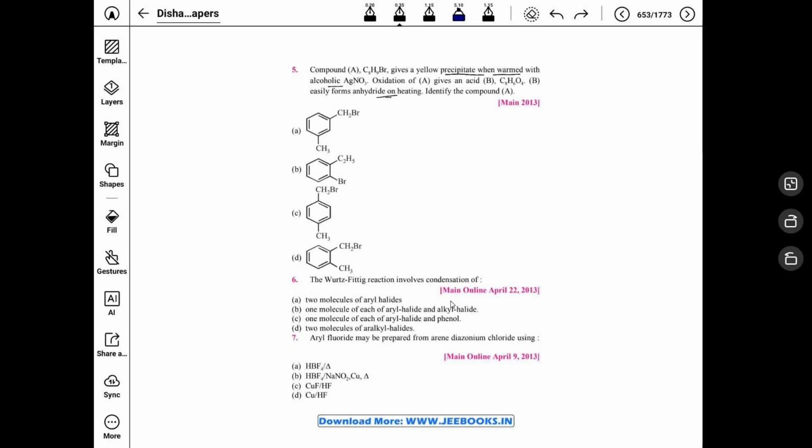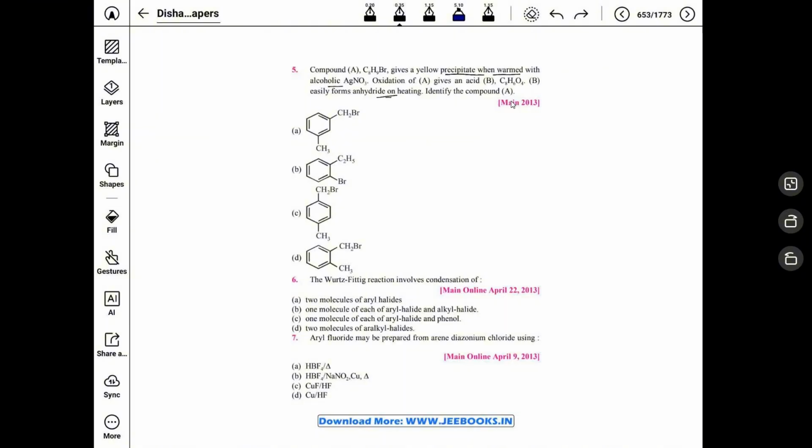Now moving to question number 5. This question is very interesting. Compound A, this is the formula of compound A, gives a yellow precipitate when warmed with alcoholic AgNO3, silver nitrate solution. Oxidation of A gives an acid. After oxidation it gives B, which is an acid, and this easily forms the anhydride on heating. Identify the compound A.